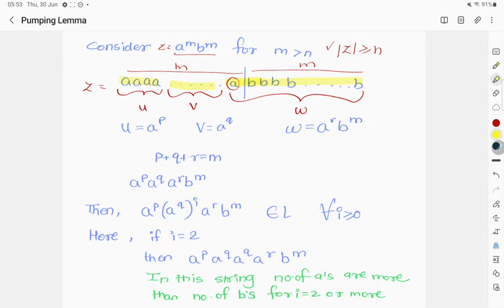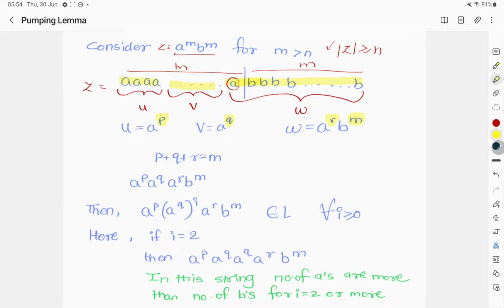So what is that? U is having how many number of A's? I can say U is having some P number of A's, V is having some Q number of A's. Then what is W having? W is having some number of A's. It can be R number of A's. And how many number of B's? You can see it is M number of B's, because as we can see here, M number of B's are taken.